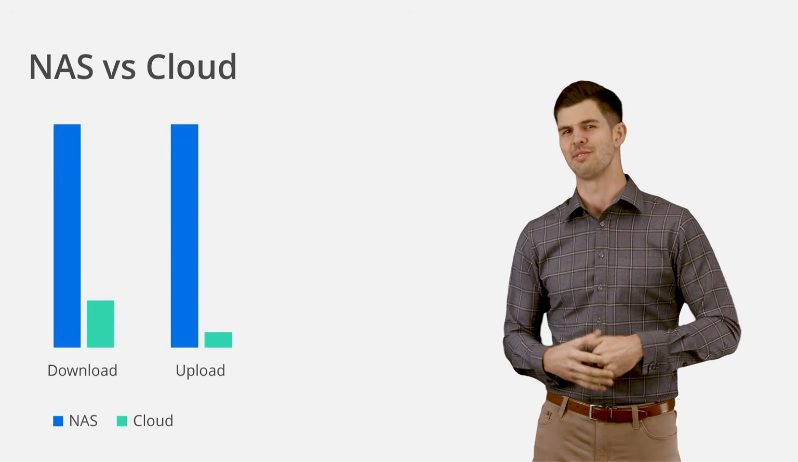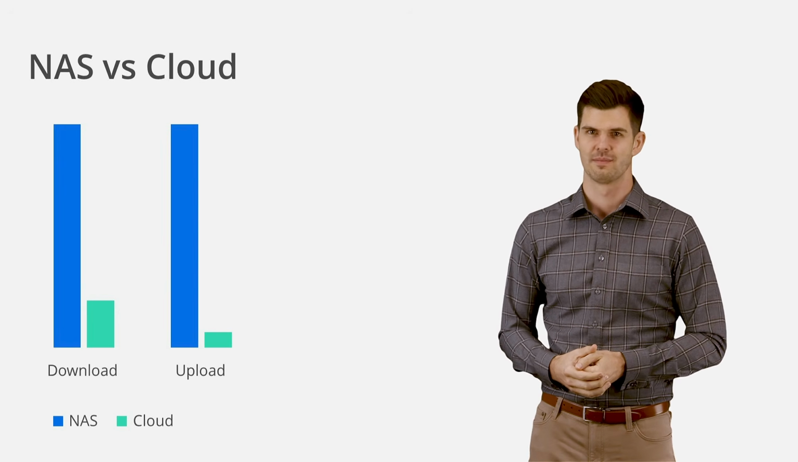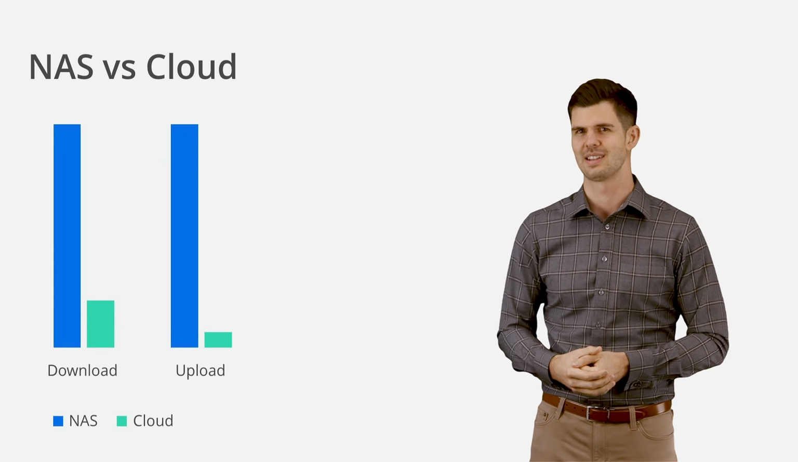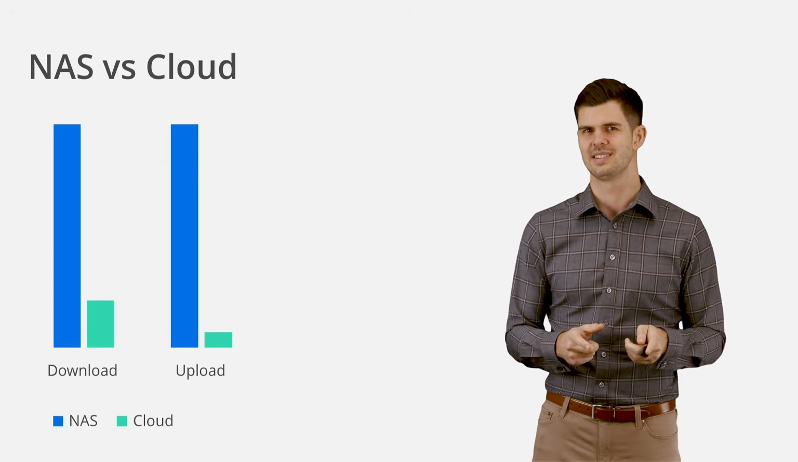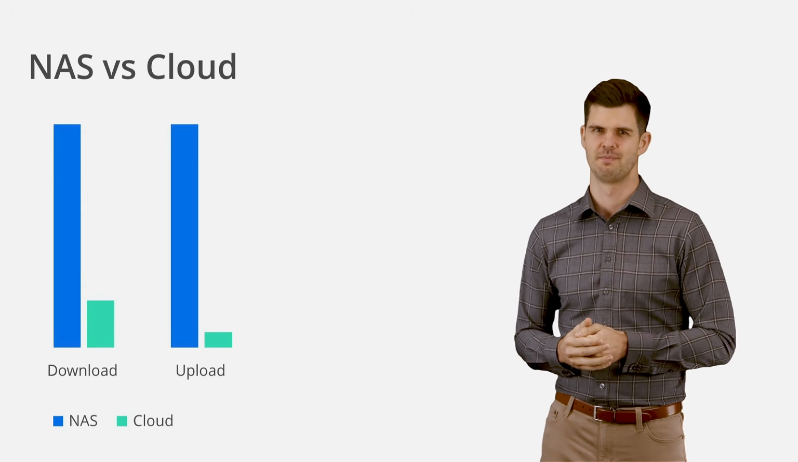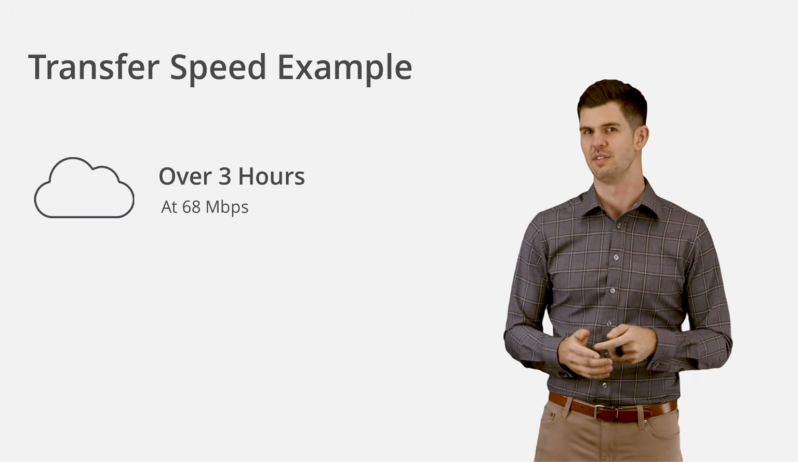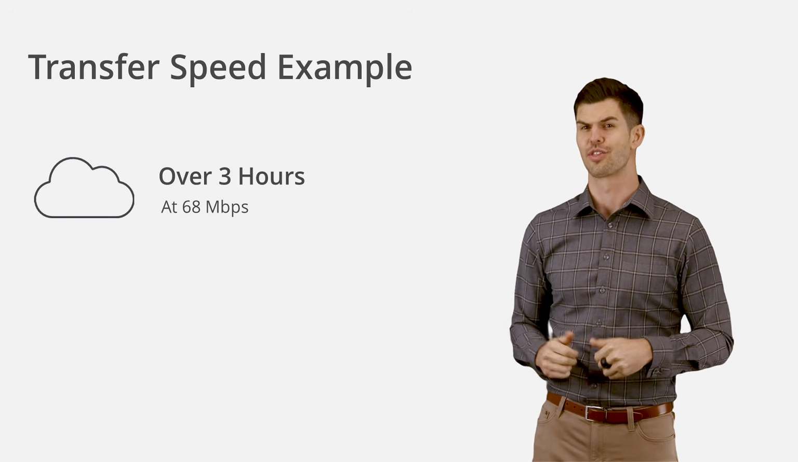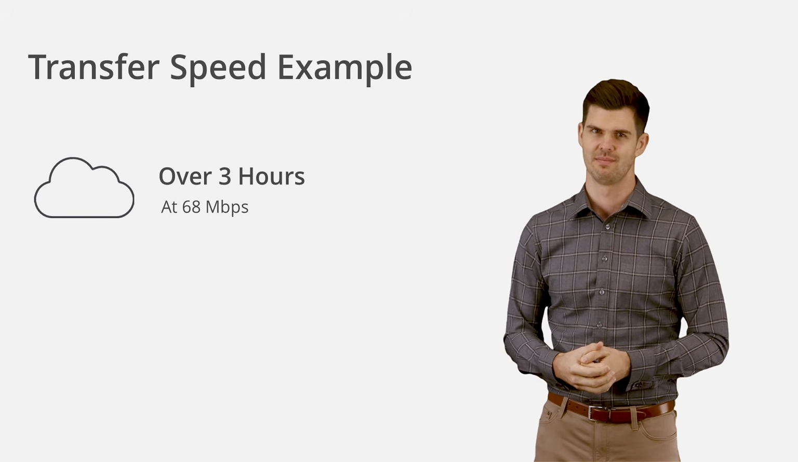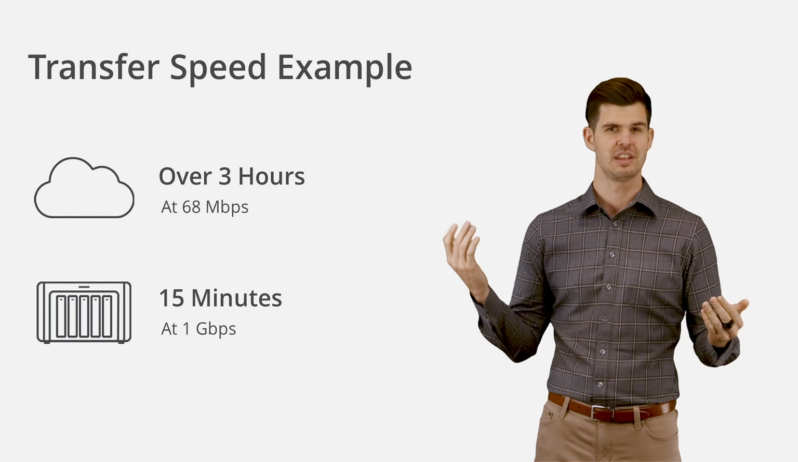So say I wanted to upload a 4K version of my favorite movie. I want to upload it into the cloud and into my NAS. Assuming I'm in the United States and I have an average internet speed, if I was going to upload my movie to the cloud, I'm looking at over 3 hours of transfer time. Now, to my NAS, 15 minutes.